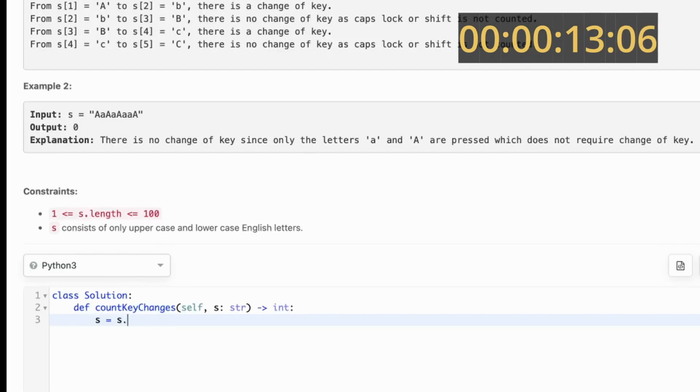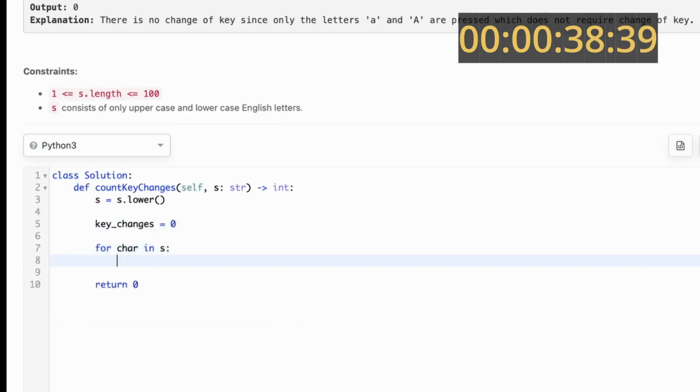So I start by making them all lowercase because that's one of the conditions. And then I just want to make a for loop that starts at 1 instead of 0 so that I can check the first element or the previous element when I go through it.